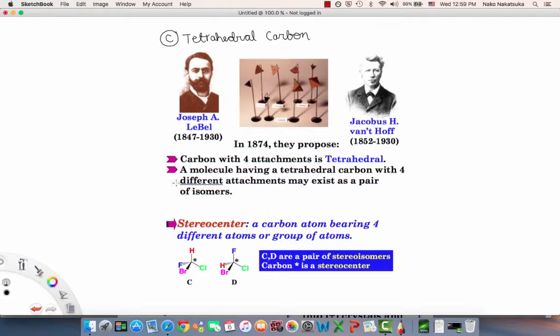So that's something that I mentioned before, right? When you have stereoisomers, you have 4 different atoms attached to the central atom. If you have 2 of the same one, they're most likely going to be identical. And so right now I'm going to introduce to you another important term, which is stereocenter. A carbon atom bearing 4 different atoms or group of atoms has a stereocenter, which is often indicated with this star. And this star is very important because it tells you whether something is going to be chiral or not. But I'll tell you more about that in a little bit.